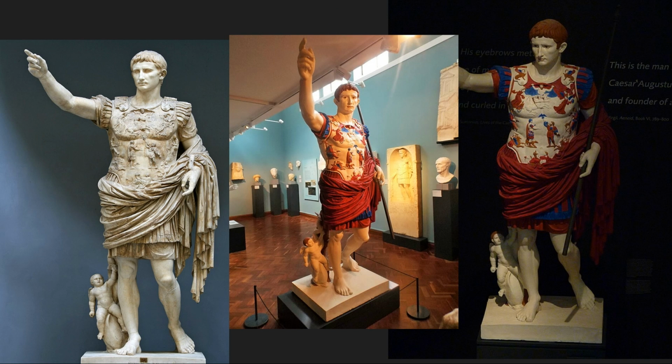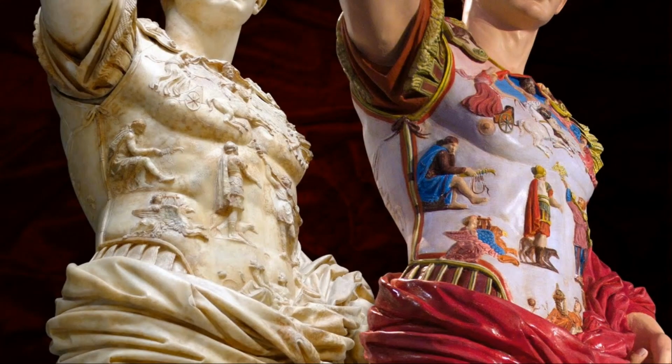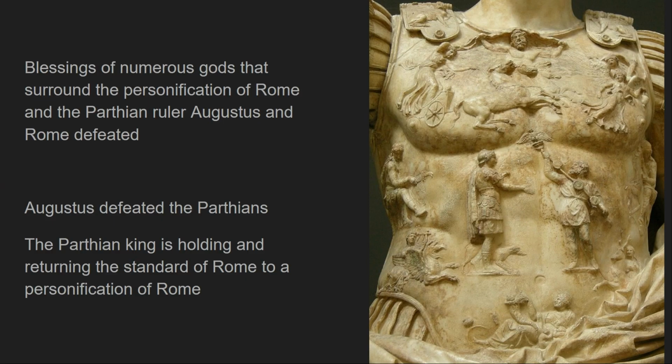And like art of the ancient world, this would have been brightly colored and individualized. So the parts on his breastplate on this military regalia would have stood out much more. So let's look at his breastplate, and we have many figures across it. Basically, he's receiving the blessings of numerous gods, but we're going to focus on the central image with the personification of Rome on the left and the Parthian ruler who he defeats on the right.